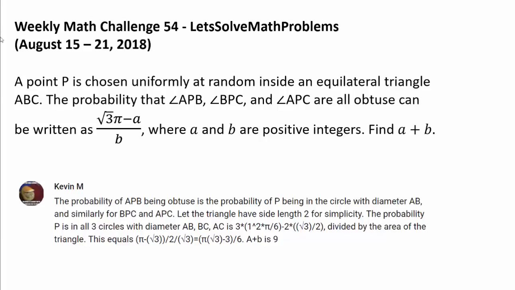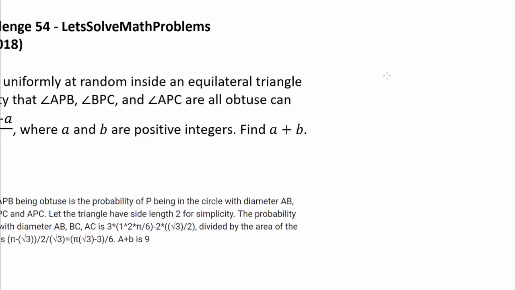A point P is chosen uniformly at random inside an equilateral triangle ABC. It's a geometry problem, so the first step is to draw the figure as accurately as possible. This is not the best, but I think it will do.